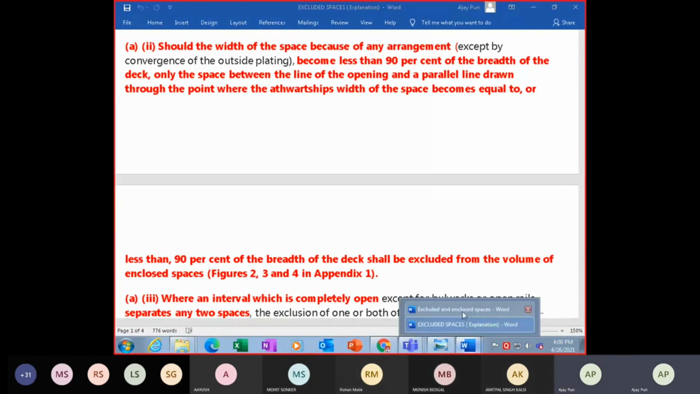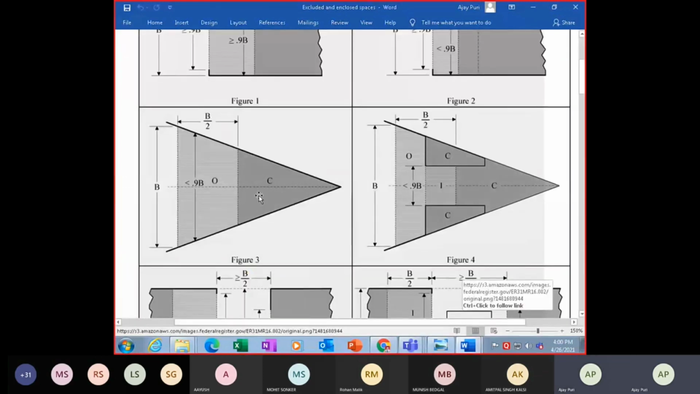So in this diagram, if you see, this is 0.5 B. Here there is no enclosure, but this is open here. And this is less than 0.9 B. So up to this breadth, this will be excluded from calculation. Only this area will be taken into calculation. That is figure number 3.